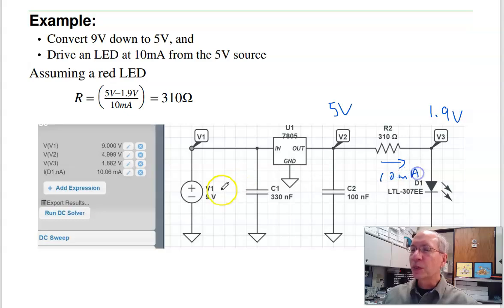To drive that with a 9-volt battery, I'll have the 9 volts come into the input for the 7805. That drops the voltage down to 5 volts. That drives the circuit. Do a DC analysis in Circuit Lab, I can see I've got 9 volts in, 4.999 volts out, basically 5 volts. And the current is 10.06 milliamps, just like I expected.